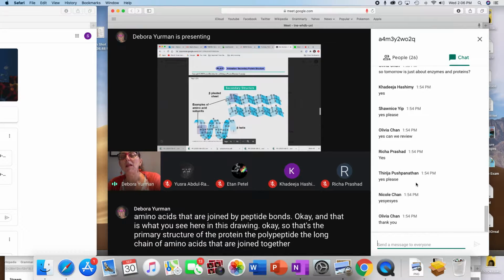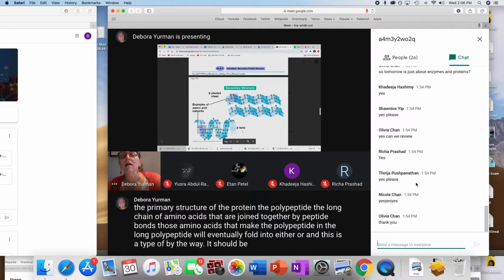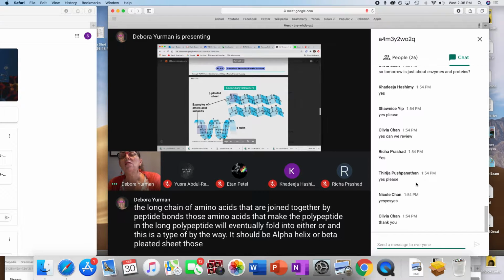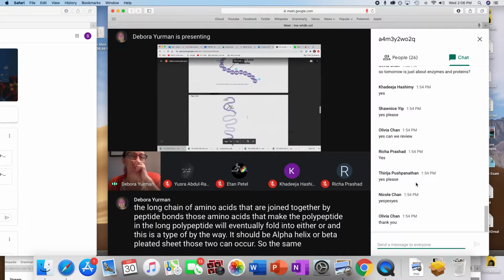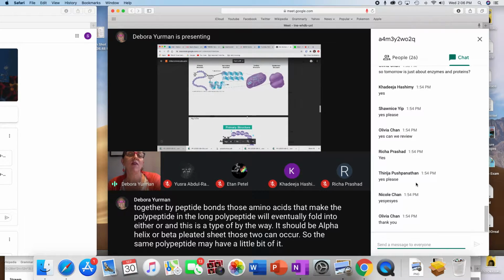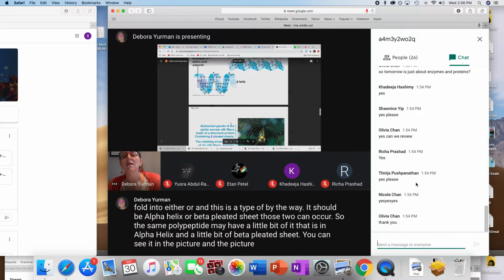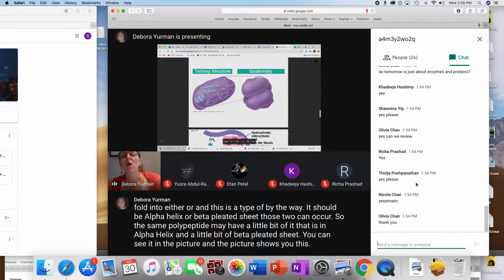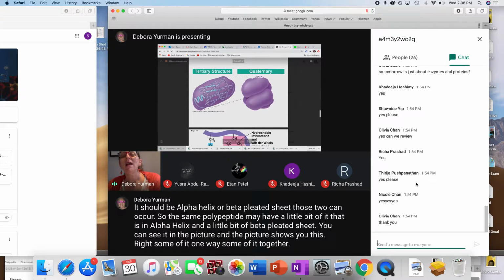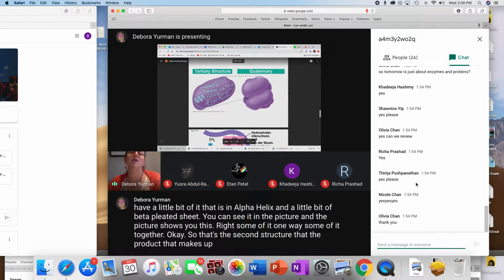So that's the primary structure of the protein, the polypeptide, the long chain of amino acids joined together by peptide bonds. Those amino acids that make the long polypeptide will eventually fold into either, and this is a typo by the way, an alpha helix or a beta pleated sheet. Those two can occur. So the same polypeptide may have a little bit of it in alpha helix and a little bit of beta pleated sheet. You can see it in the picture, some of it one way, some of it the other. Okay, so that's the second structure that makes up the protein.